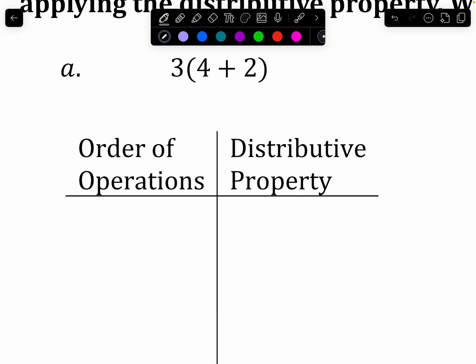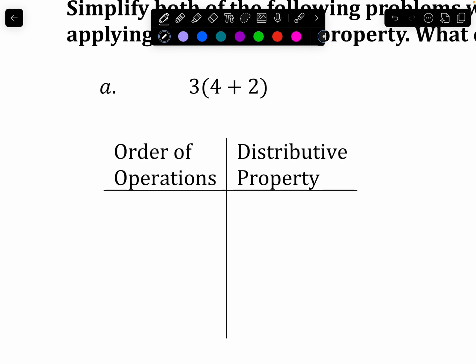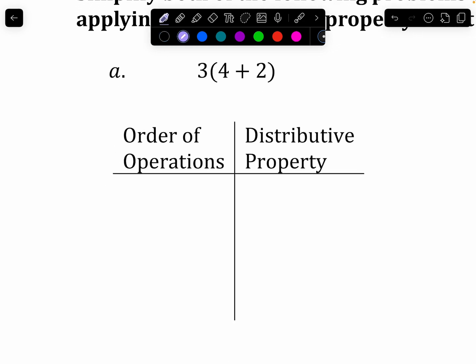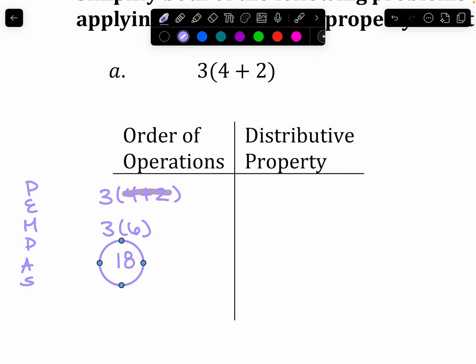Because I don't have any variables, I can actually simplify this using both order of operations, PEMDAS, and the distributive property. I'm going to do each of these separately and show you what that's going to look like. So I'm going to start with the order of operations. The order of operations is PEMDAS, so I'm going to follow PEMDAS. First thing I need to do is simplify my parentheses, which is 4 plus 2. 4 plus 2 is 6, and then 6 times 3 is 18.